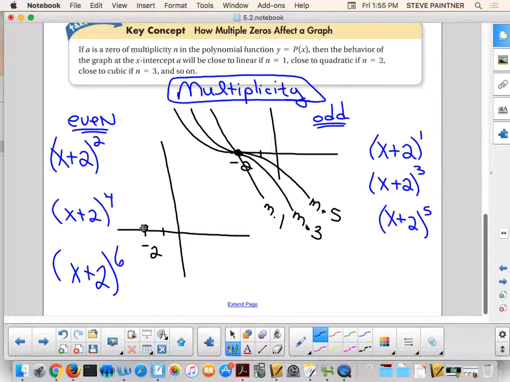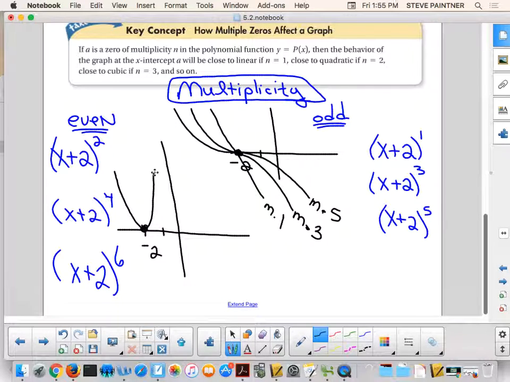Okay, wait a minute. End behavior. What did end behavior mean if it was even? It acts like a parabola, up or down. What did odd mean? It's not a parabola, it acts like a line. Hey, look, that's a line. Guess what it's going to do? That'd be a parabola. It's going to act like a parabola. So watch this. A multiplicity of 2 would look like this.